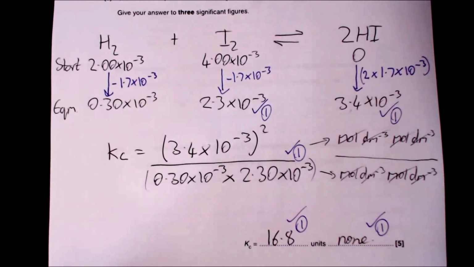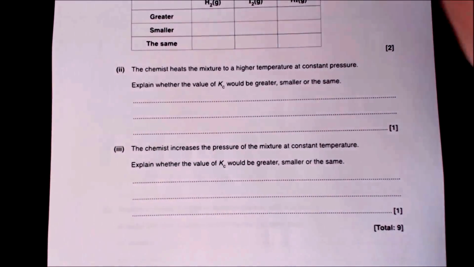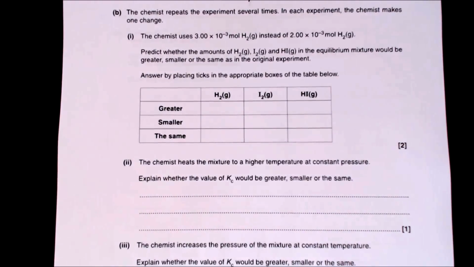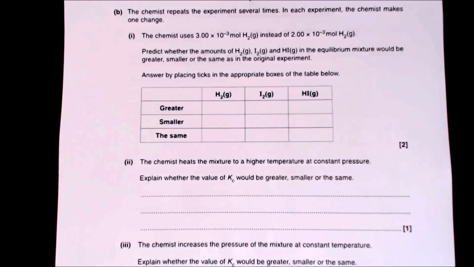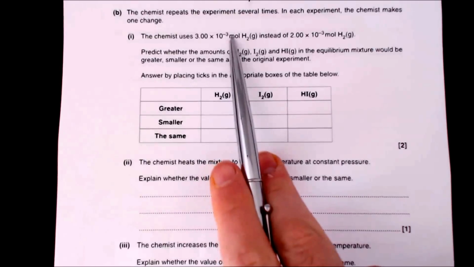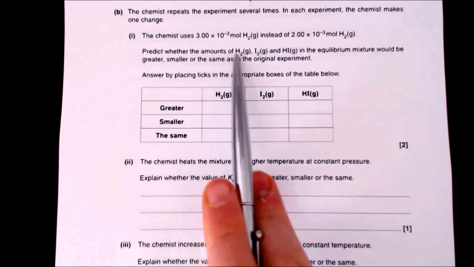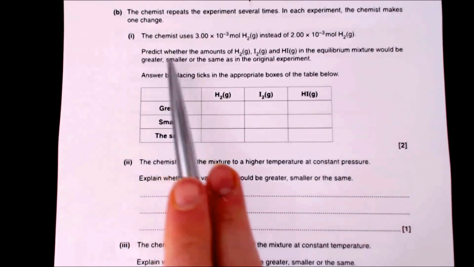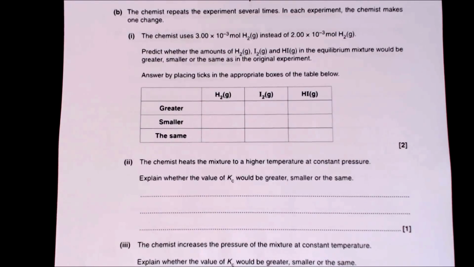Right, okay, so on to the next question. Next part of the question, I should say. It's question 3. Right, so let's move that over here. All right. Okay, let's nudge that down so we can see it. So it says the chemist repeats the experiment several times. In each experiment, the chemist makes one change. The chemist uses 3 times 10 to the minus 3 moles of H2 gas instead of 2 times 10 to the minus 3 moles of H2 gas. Predict whether the amounts of H2 gas, I2 gas, and HI gas in the equilibrium mixture would be greater, smaller, or the same as the original experiment. Answer by placing the ticks in the appropriate boxes of the table below.